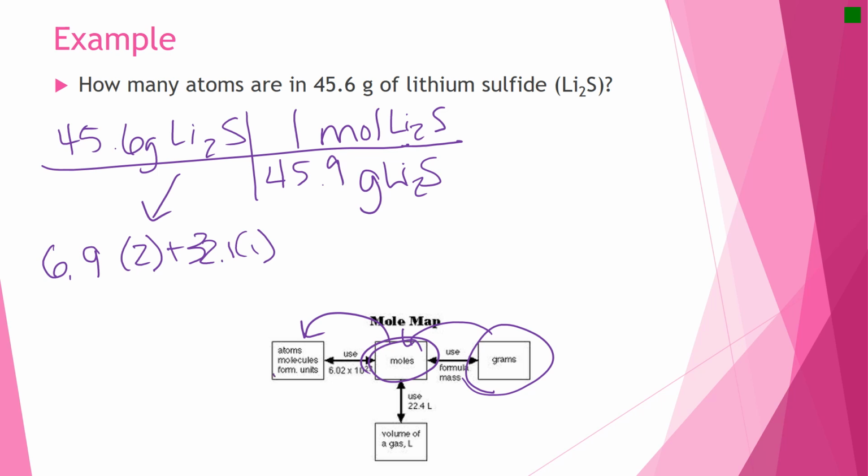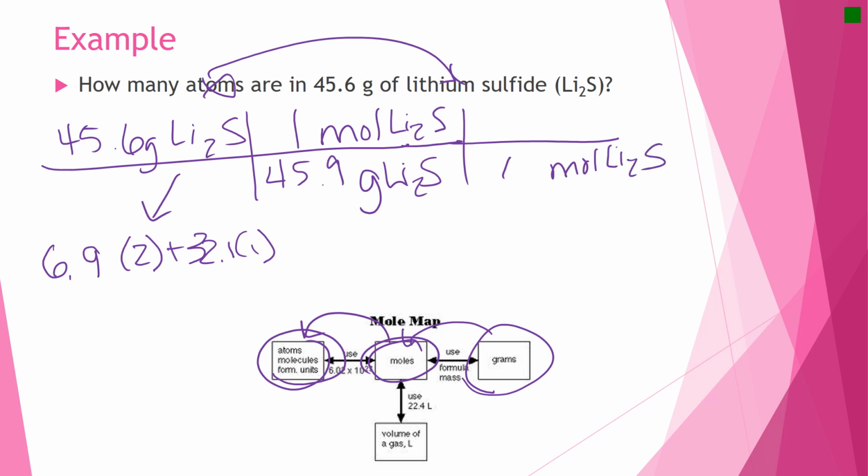Okay, but I'm not done because I'm only at moles and I need to get to molecules, atoms, formula units. So in this case, I'm trying to get to atoms. It actually shouldn't be atoms. It should be formula units because this is an ionic compound. So we're going to go moles on the bottom because I'm moles on the top for this one. So it's Li2S, and we're going to go to formula units of Li2S. Okay, and so what is the conversion between moles and atoms? It is 6.02 times 10 to the 23rd. So I'm going to do 6.02 times 10 to the 23rd formula units.